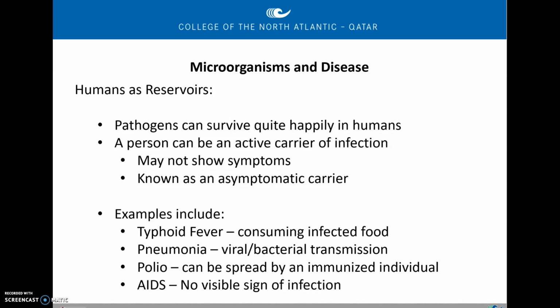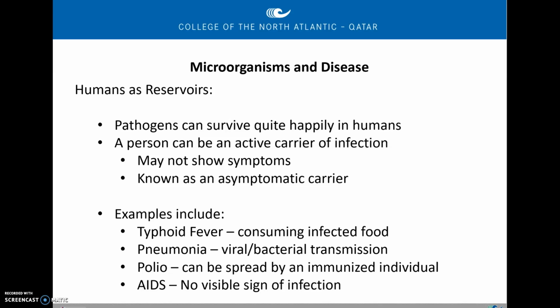Now, humans can definitely act as a reservoir. So we can have an infection in us and it can live there with us. Sometimes it'll make us sick and cause disease. Other times it may not. And then that virus or pathogen can be transmitted to somebody else. So if you have symptoms of a virus or a pathogen, you're a symptomatic carrier. But you could also carry this and pass this on to other people if you don't have any symptoms. You may not even know you have the pathogen, and we know those as asymptomatic carriers.